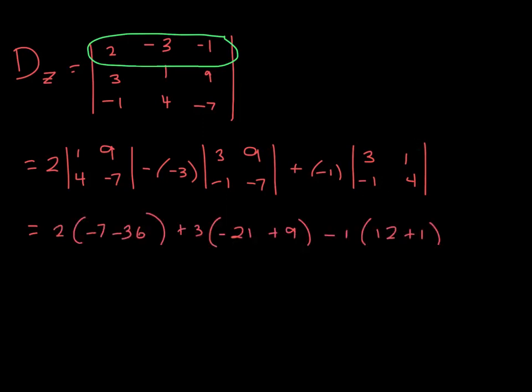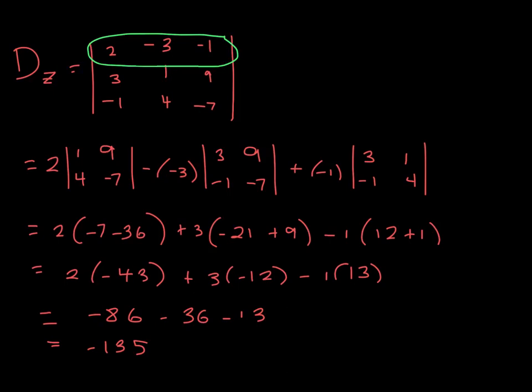Okay, just checking in with you each step of the way here. So I get -7 minus 36. I get -21 minus -9, which is +9. I get -1 times 12 minus -1, which is 12 plus 1. All right, folks, we did it. -135 is what we got. All right, here we go.